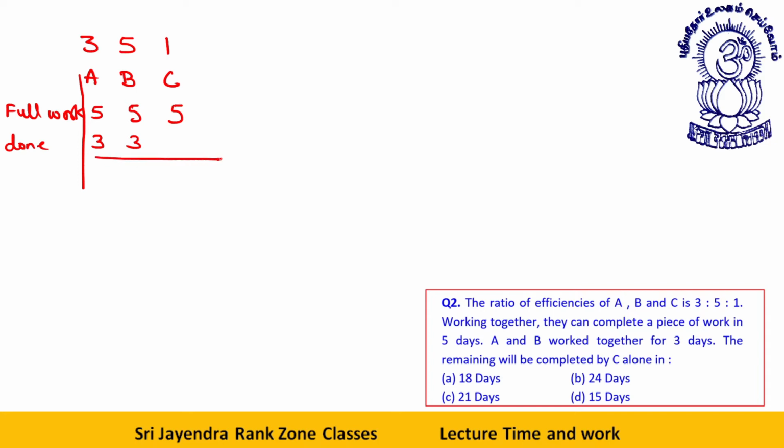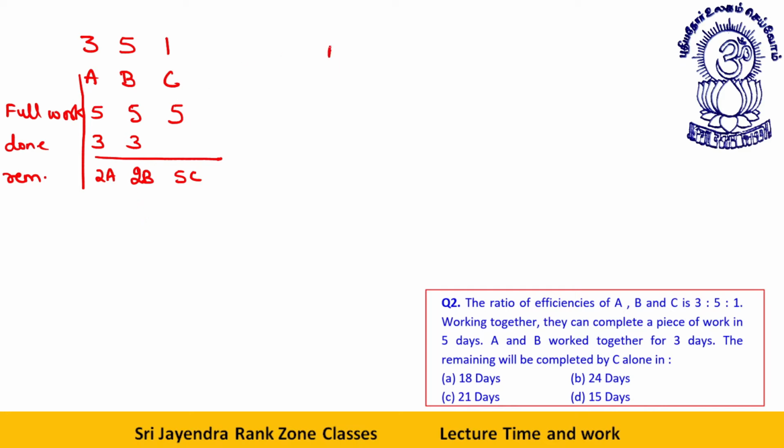Now this is also easy, and I will be able to explain a concept which I need to explain to you very easily by this concept question. How much is the remaining work? The remaining work is 2 days of A, 2 days of B, 5 days of C.